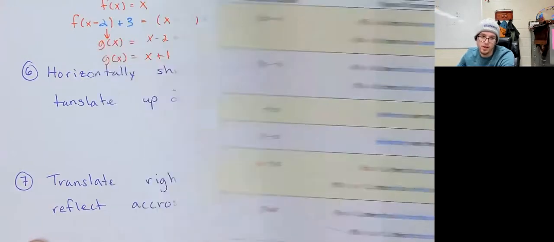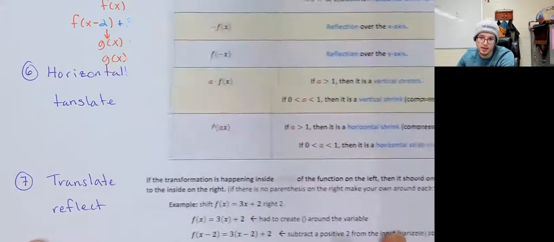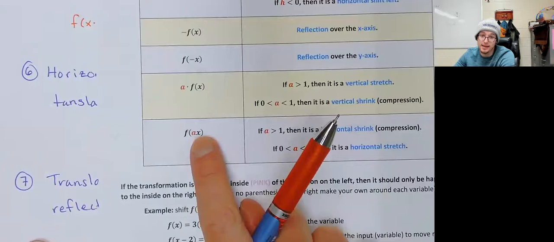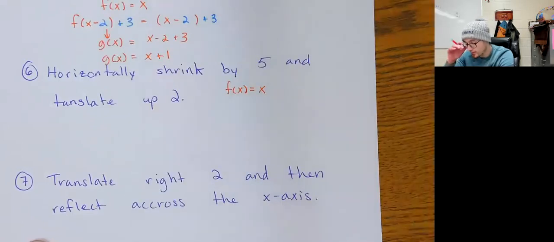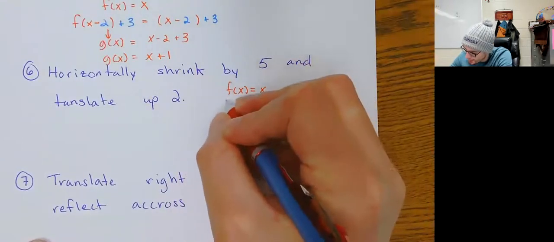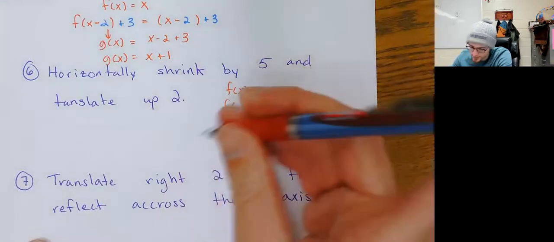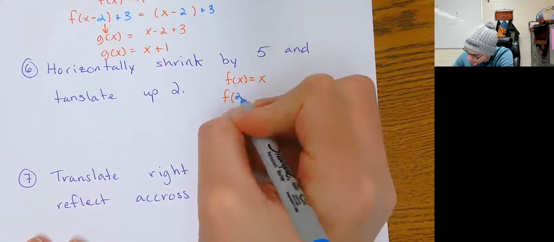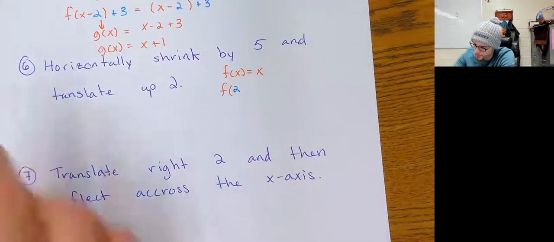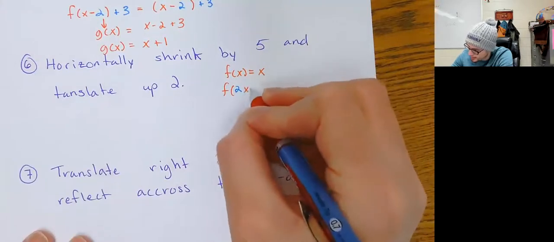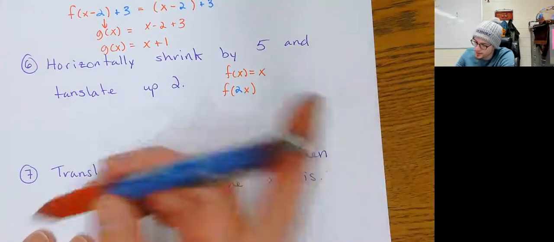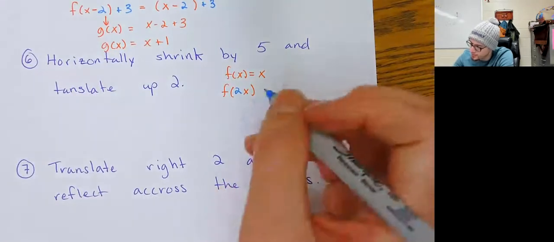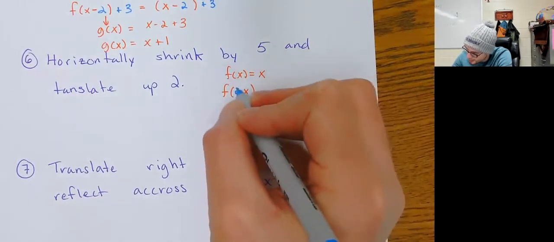And a horizontal, what is it? Horizontal shrink means we're going to multiply the inside. So we're going to multiply the input directly. So we're going to have f of, we're going to multiply the inside by a 2 x, but then we're also going to translate it up 2, so we're going to add on, or no. Oof, I messed up. Horizontal shrink by 5.